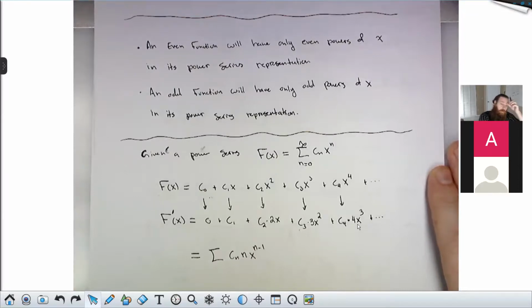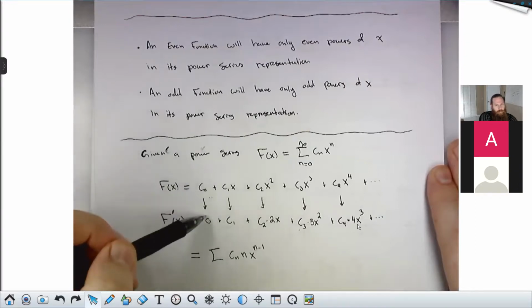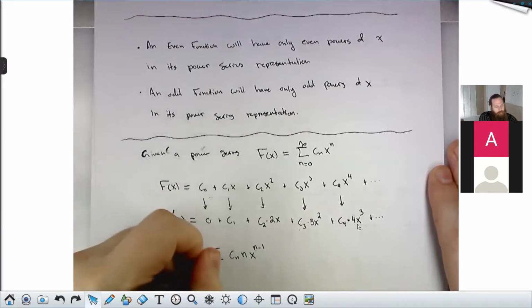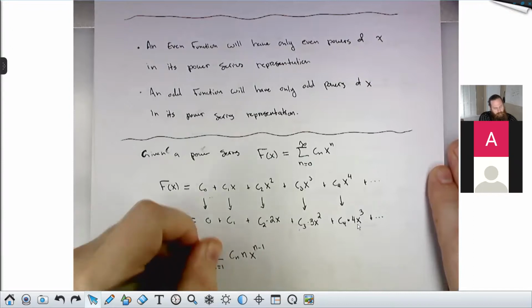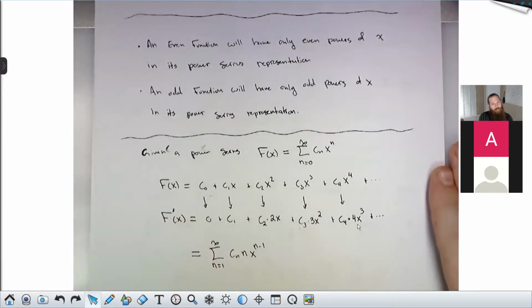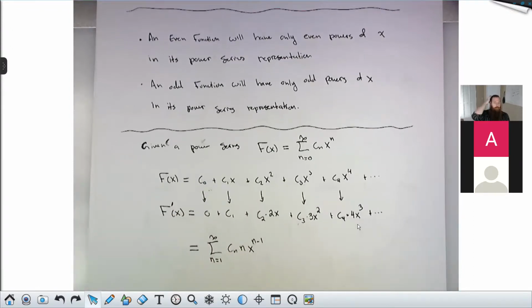But there is one other little catch. The n equals 0 term went away. Our series now starts at 1.